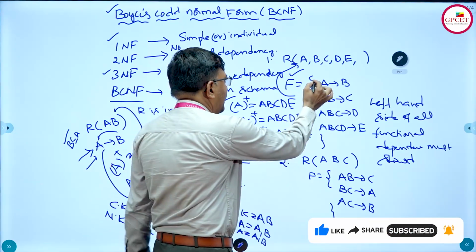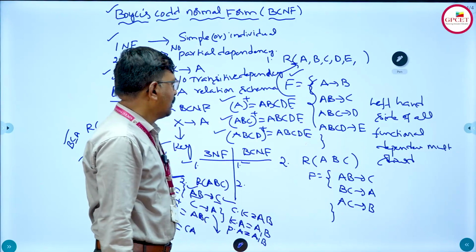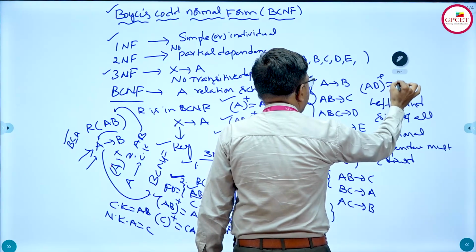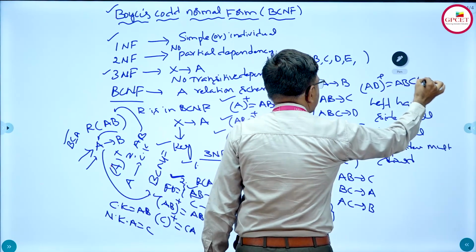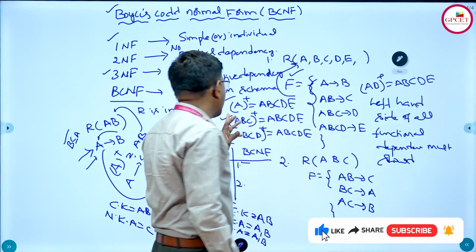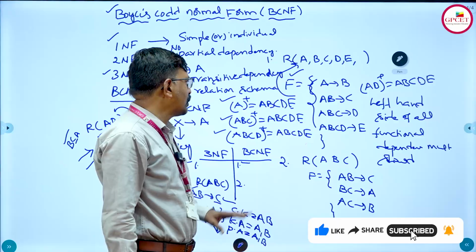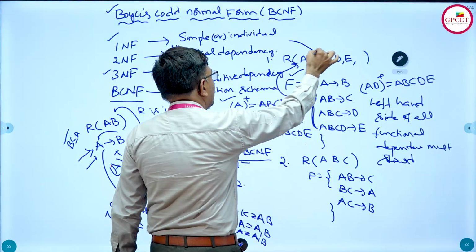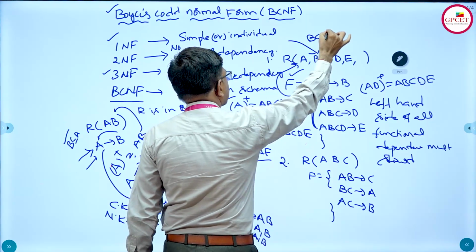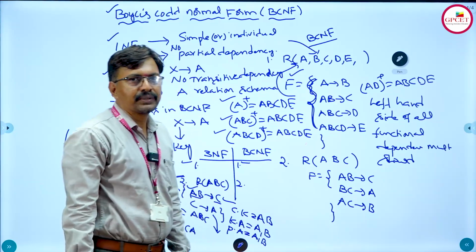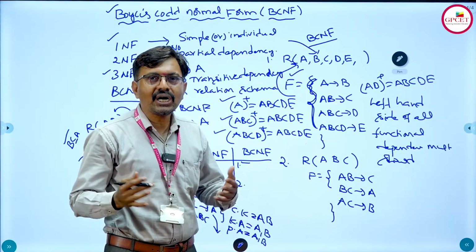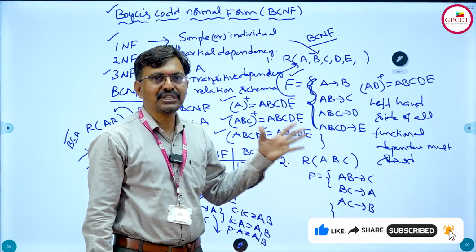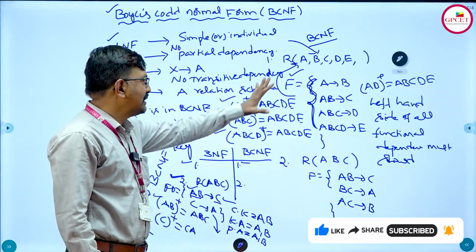All left hand sides: A closure, AB closure. What is the AB closure? AB derives C, ABC derives D, ABCD derives E. A closure, ABC closure, AB closure, ABCD closure, you can get the original relation. All left hand sides are keys. No doubt about it, it is in Boyce-Codd normal form, BCNF. What is the definition? A relation schema R is in Boyce-Codd normal form if, whenever X tends to A holds, X compulsorily must and should be a key. That is nothing but BCNF. That is the first example.